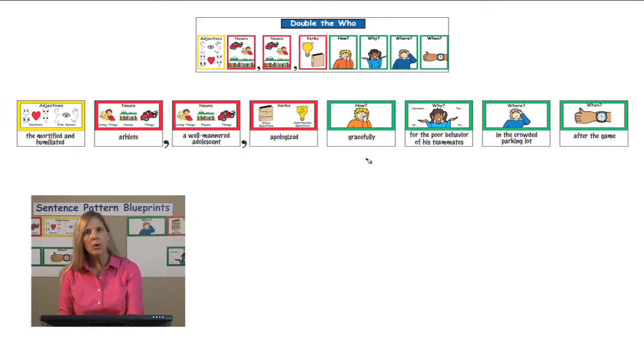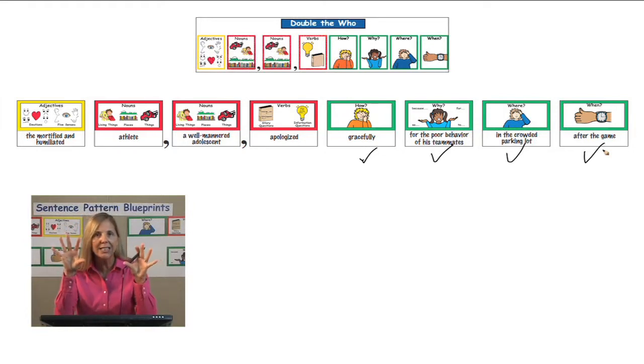Green light go. Does each individual green card belong in this sentence? Do I need to tell you how this individual apologized? Yes. I think that's important. That adds to that scene where the reader can visualize it. We're going to keep the how card. Why? For the poor behavior of his teammates. Does that information need to be told in this sentence? Yes. In the crowded parking lot after the game, both of those cards as well. That information is necessary for your reader to see this scene.